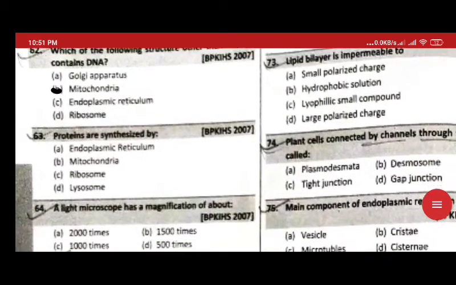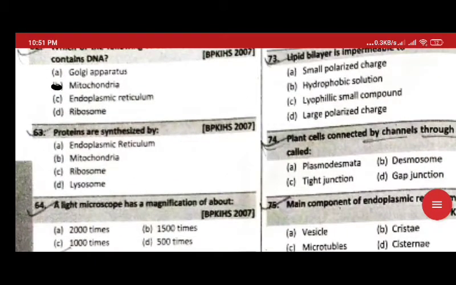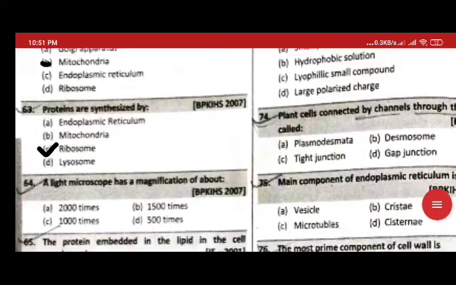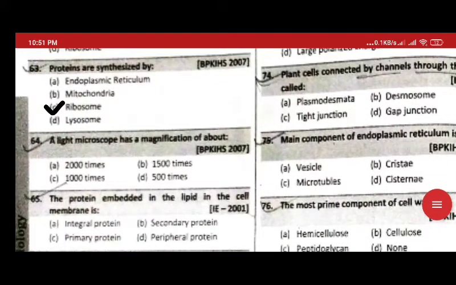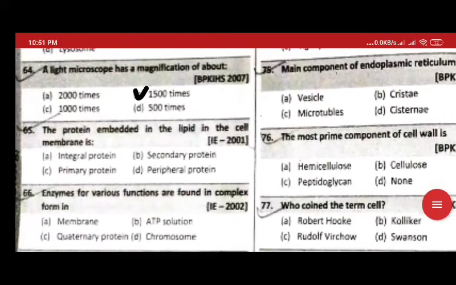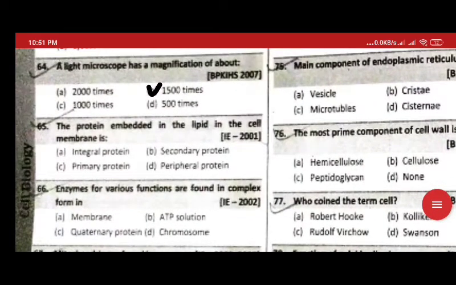Now 63, proteins are synthesized by what? Ribosome. So C is right. Now light microscope magnification. So light microscope mainly what? 1500 to what? 1500 to 3000. Now 65, the protein embedded in the lipid in the cell membrane is called what? Inside the cell membrane, that is integral protein. You can say integral protein means inner protein.